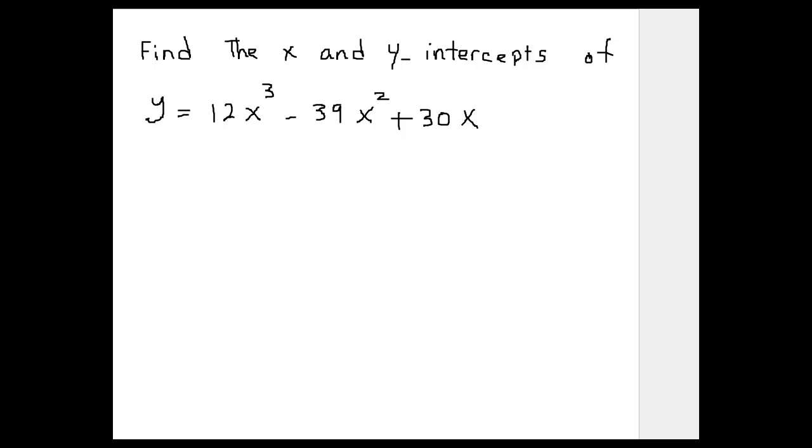To find the y-intercept is pretty simple, right? If I let x equal to 0, solve for y, it would be 0, so (0, 0) would be 1 point.